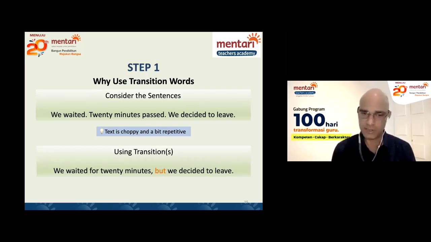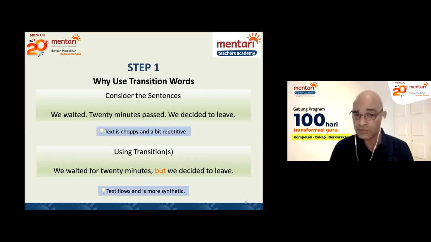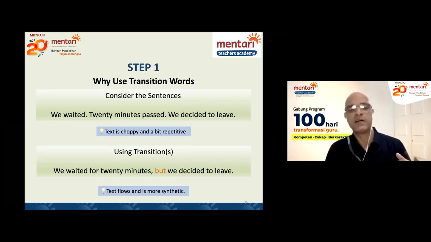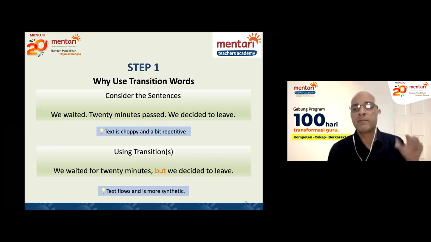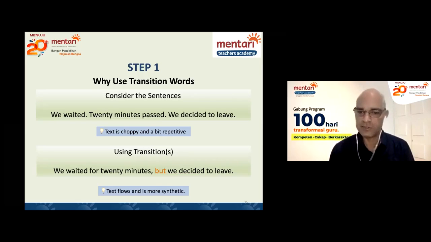But it's just an option here, a stylistic option. And so the text flows and is more synthetic. So using transition words helps increase flow, helps avoid repetition, and helps us make the text a little more synthetic. Okay, so these are the main reasons why we use transition words in writing.